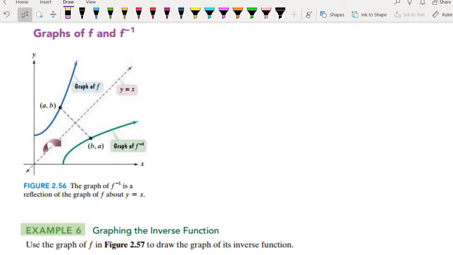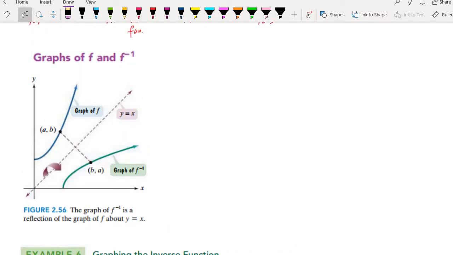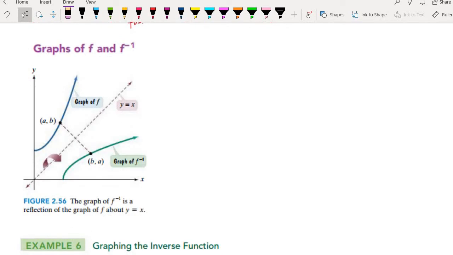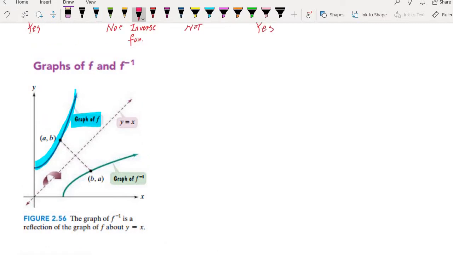Next, we're going to look at graphs of f and f inverse. So let's take a look. I just gave you the graph. Here we have two things, if you can see. The blue color right here is the graph of f. If you look at these small words, it says the graph of f inverse is a reflection of the graph of f about y equal to x. So this is your reflection right here, the pink line.